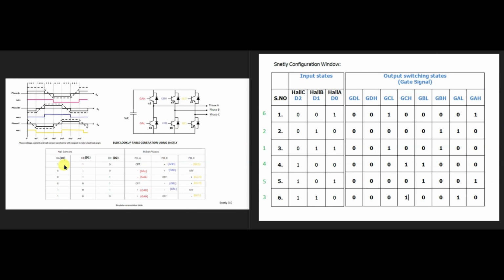So for the first state 110, the Hall A signal has to be given to the D0 input, the Hall B signal we have to give to D1, and the Hall C signal to D2, and we need to calculate the input from right to left in the Snetly configuration window. These are the gate signals for a particular state. We need to enable it.